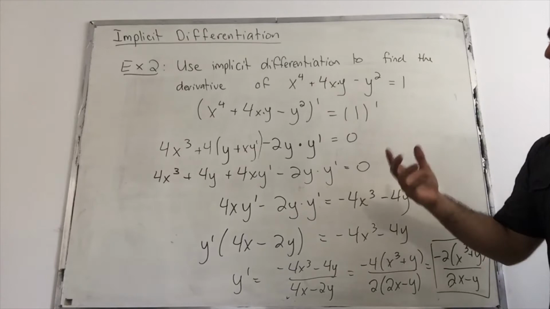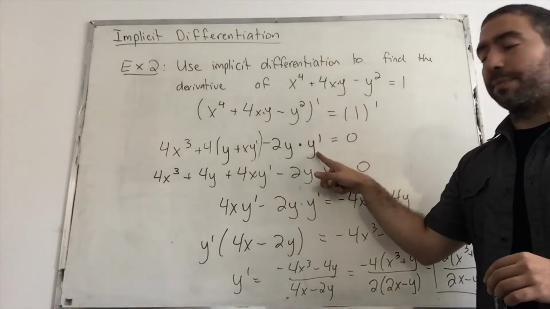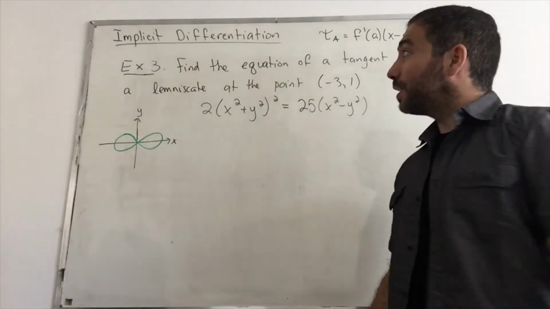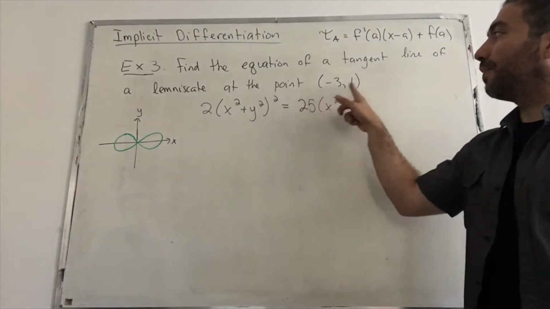Okay, and remember, whenever you're taking the derivative of a term that has a y in it, because of chain rule, we get a y prime that appears. So in this example here, we're asked to find the equation of a tangent line of a lemniscate at the point negative 3 and 1.